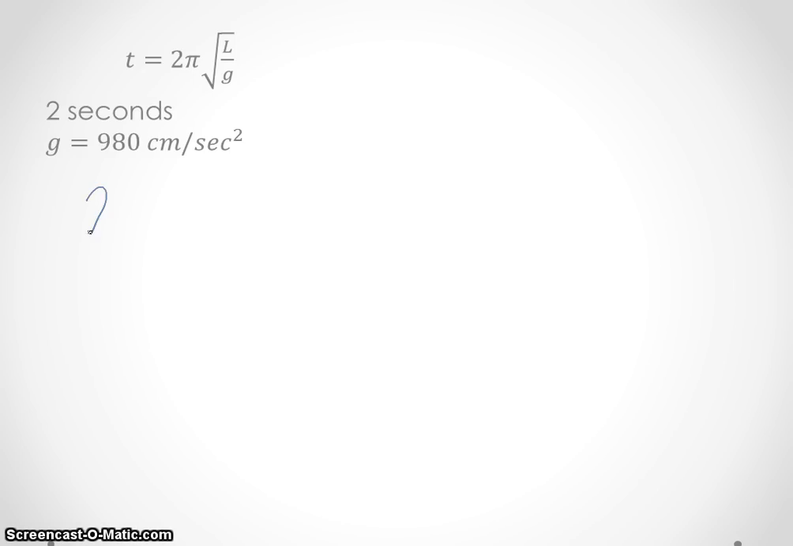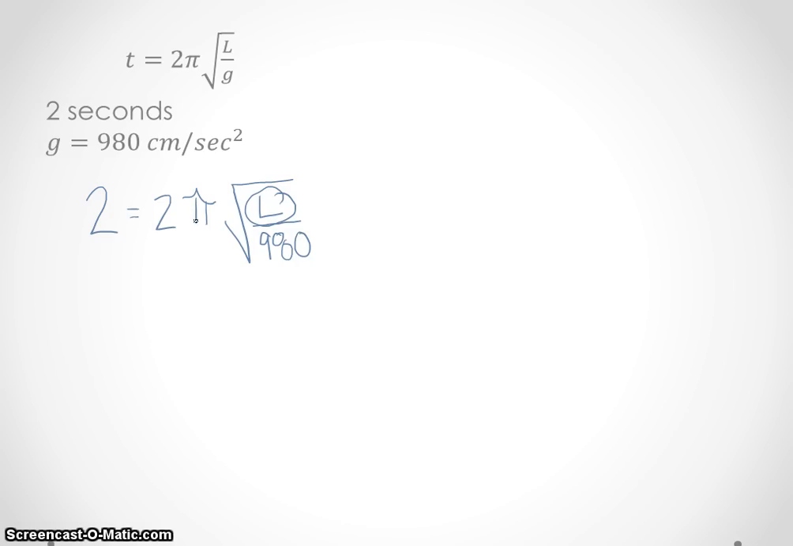We have T, which is 2, so 2 equals 2 pi, which is built into our equation, times the square root of L, which we're still trying to find, so we leave it as L, over 980, which was our acceleration due to gravity. So our goal here is to solve for L, so we want to get L all by itself. The rule with square roots, though, is you can't undo the square root until it's the only thing left to deal with on the side.